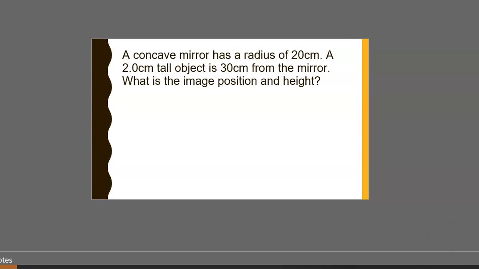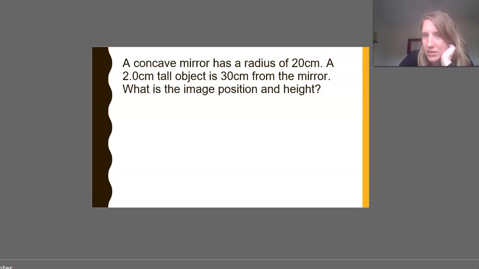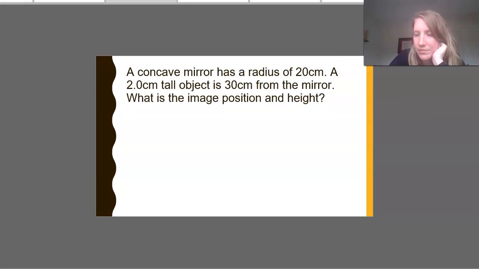Okay, all right, so let's do this one. Concave mirror. I'll add my face back in. Concave mirror is, there we go.